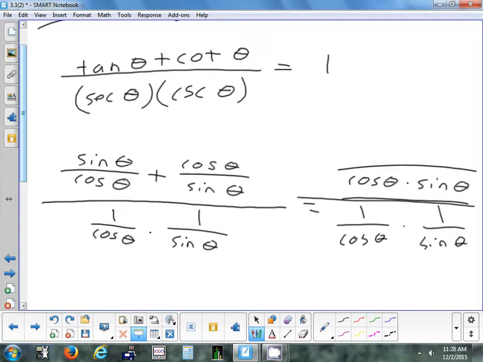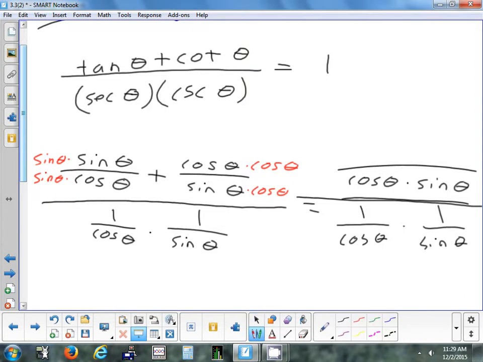Okay, so this is my fraction. Now what do you multiply top and bottom of the fraction on the left by? Sine. You use the denominator that it doesn't have. What do you multiply top and bottom by on the right? Cosine. Use the denominator it doesn't have.